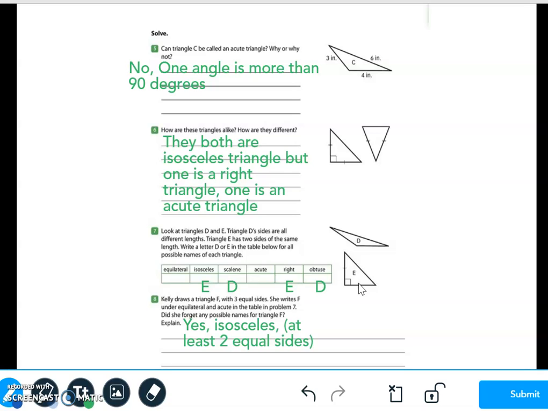Now, because it has 3 equal sides, we could also call this an isosceles triangle, because it said it has to have at least 2 equal sides. Because this has 3, it has at least 2, so it could also be called an isosceles triangle.